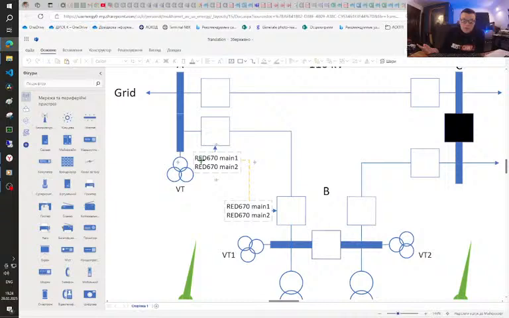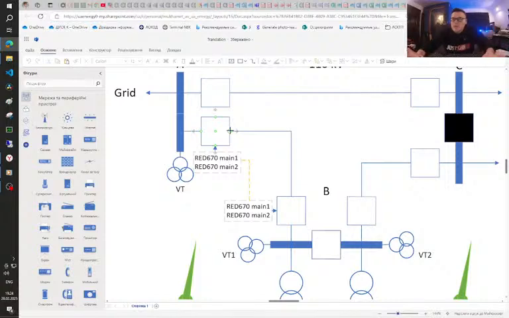So the first command is with AR inhibition, the second command is only trip with following AR, and the third command is like a POTT scheme, but it's a little bit different because the third zone of distance protection and the third zone of overcurrent protection are used for this scheme.